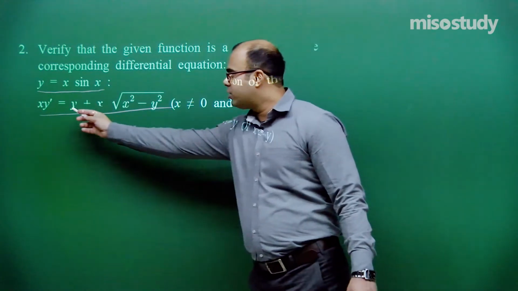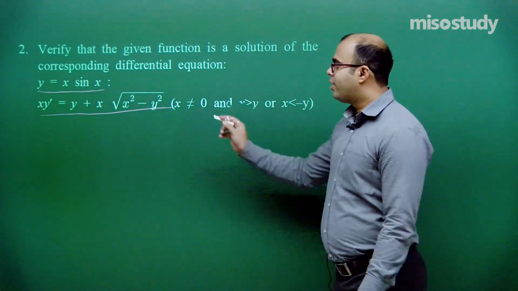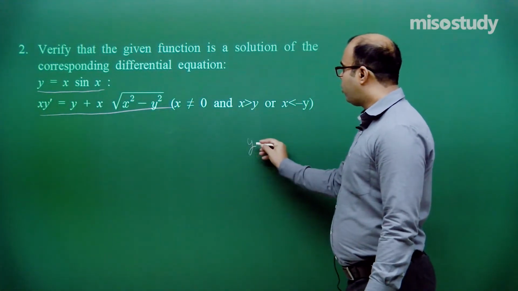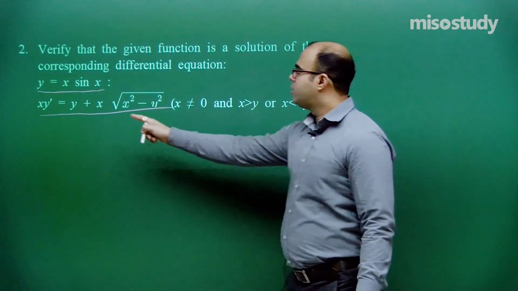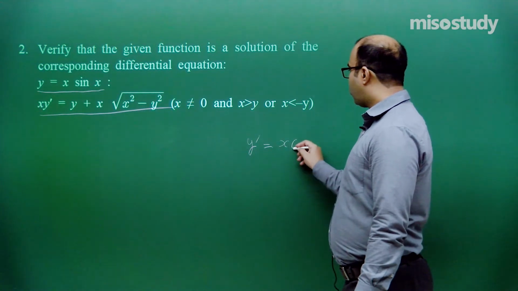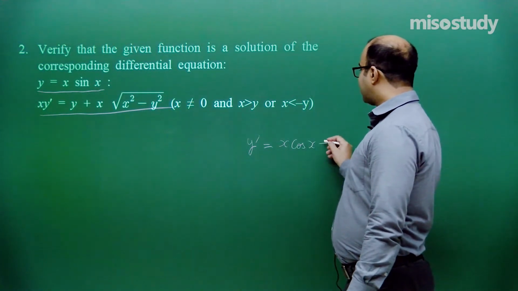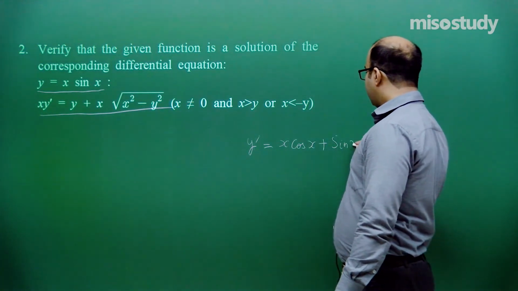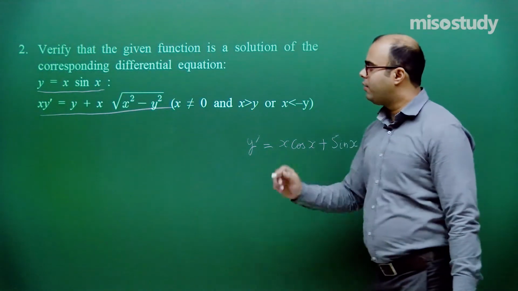The term y dash is being used here. So we have to first find y dash. If we differentiate this y, it will become y dash and the right hand side will become x cos x plus sin x. We will apply the product rule of differentiation and we will get this.